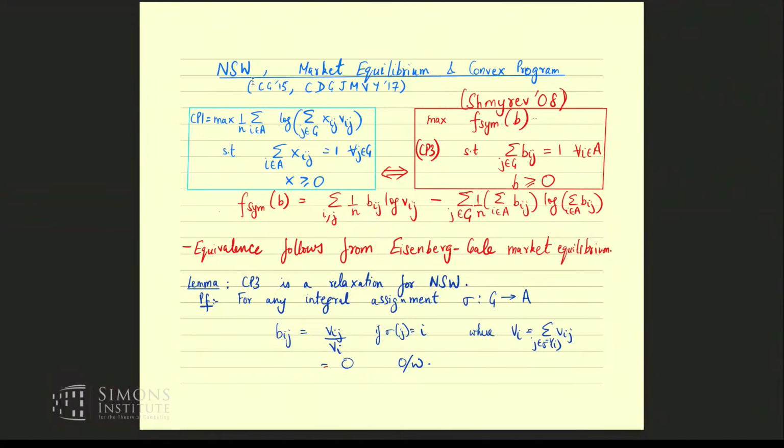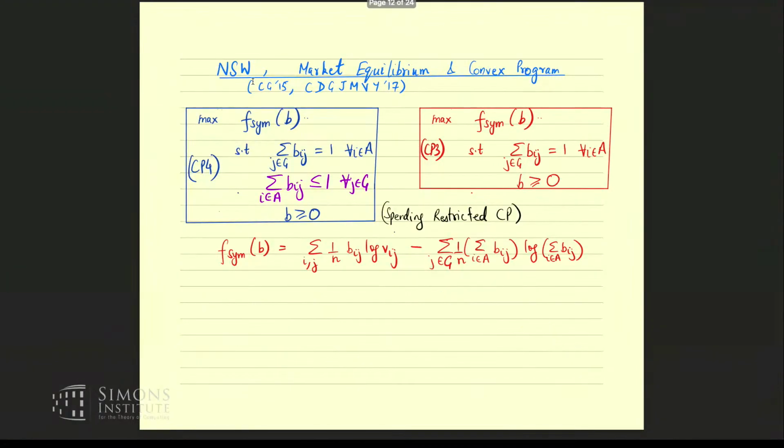But now we can strengthen this, and that's what was done by Cole et al. The constraint they add, in what they call the spending restricted convex program, is that for every good, the sum of the Bij's will be no more than 1. And this will still remain a relaxation. Why is that the case?